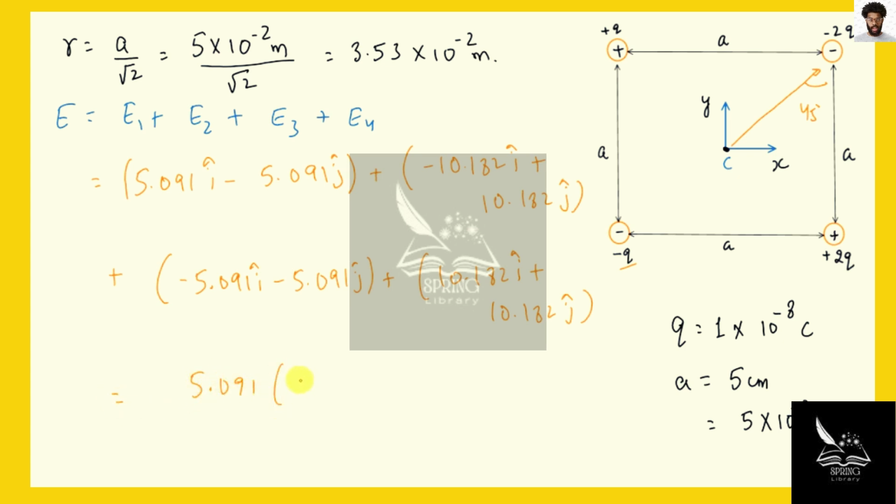We'll get 5.091 times 2 j cap, and that would be equal to 10.182 j cap. So this is the net electric field, and the direction would be 90 degree from the positive x-axis. So alpha, we can say it would be 90 degree from positive x-axis.